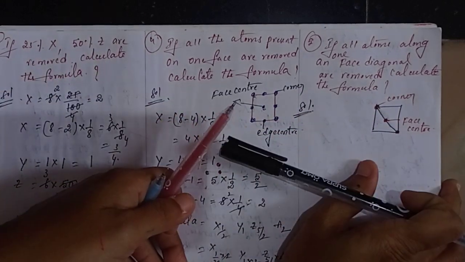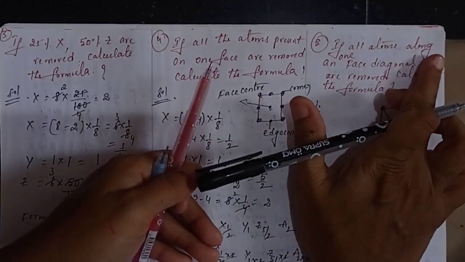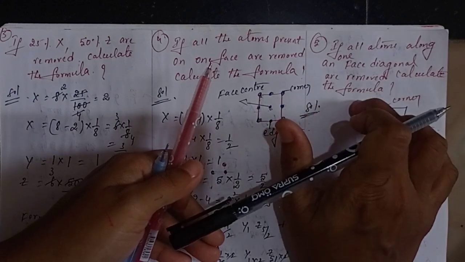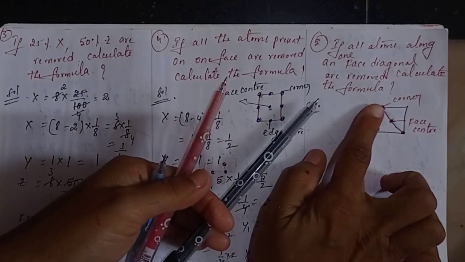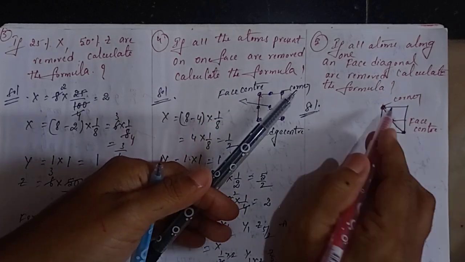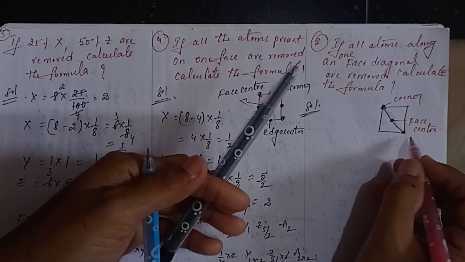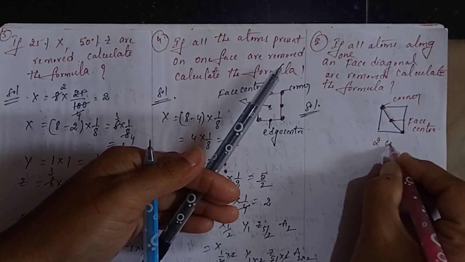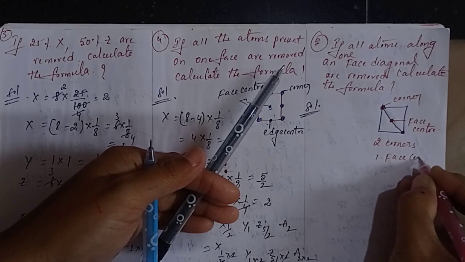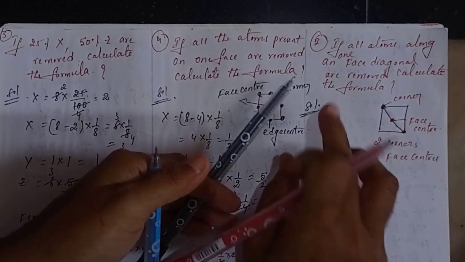Clear this one? Now coming to this question, if all the atoms along one face diagonal are removed, it asks to calculate the formula of the compound. So on one face diagonal what particles are there? This one separately I am taking, 2 corners. Okay now, one face center is there, correct? So total 2 corners are there and one face center. So these are removed. Okay, one face center particle is there, these are removed.